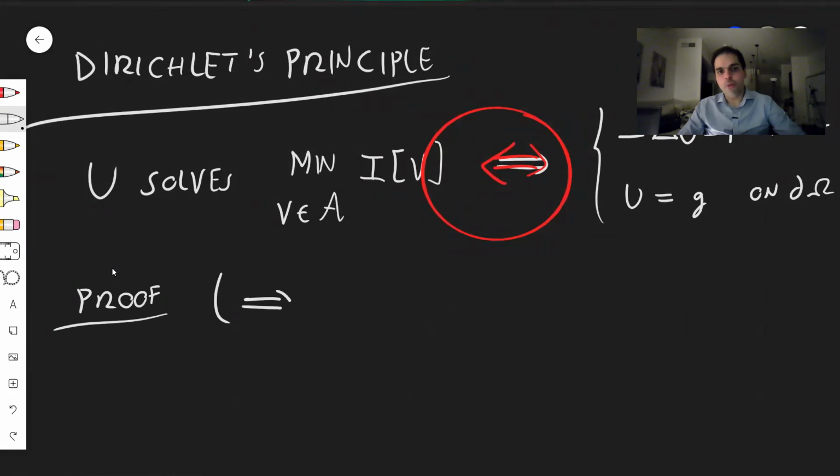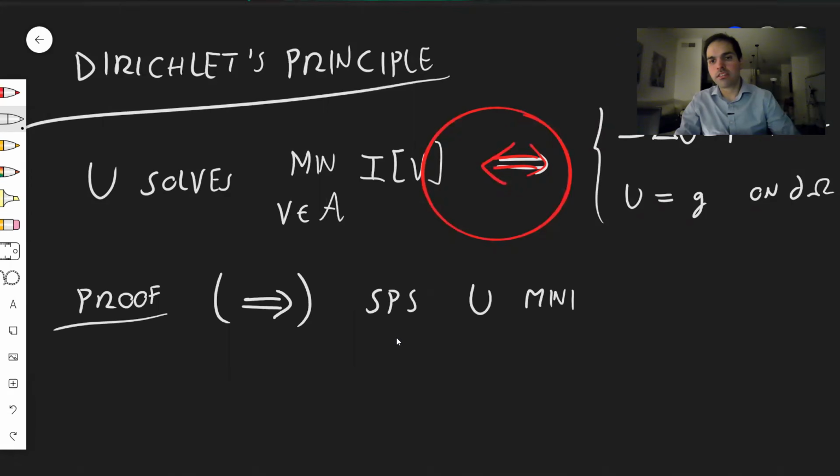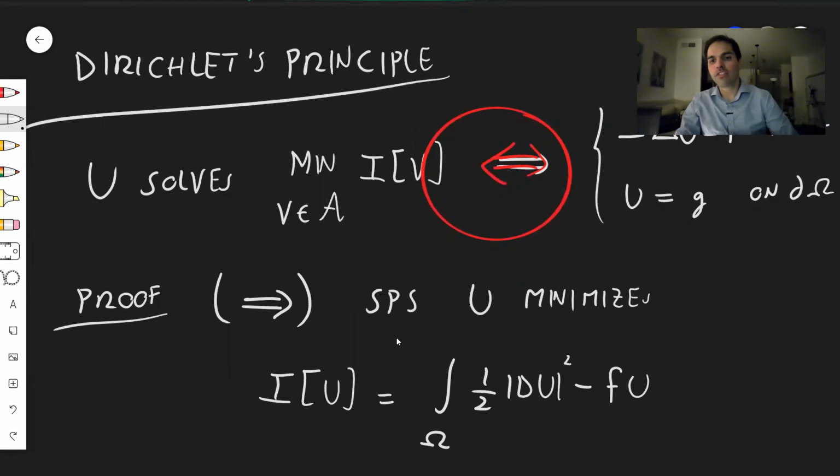So let's do the first part. And the first part is very standard. It's nearly the same proof as the derivation of the Euler-Lagrange equations. And it goes as follows. So remember our minimization. Suppose u minimizes, let's say, I of u, which is the integral over our domain of 1/2 |du|^2 minus fu.